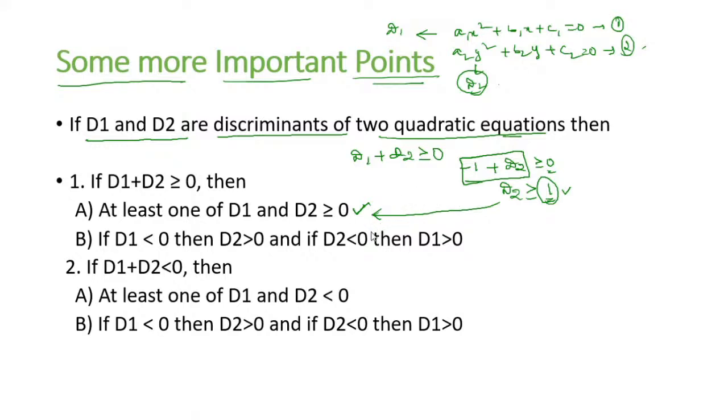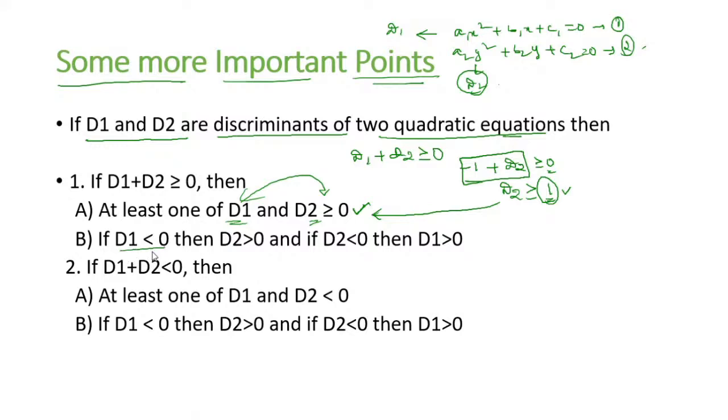So for any numbers d1 and d2, if d1 plus d2 must be greater than or equal to 0, then at least one of d1 and d2 must be greater than or equal to 0.